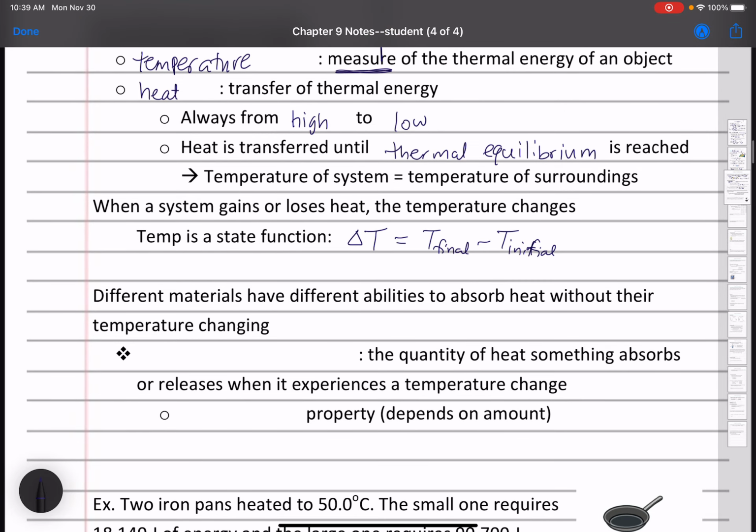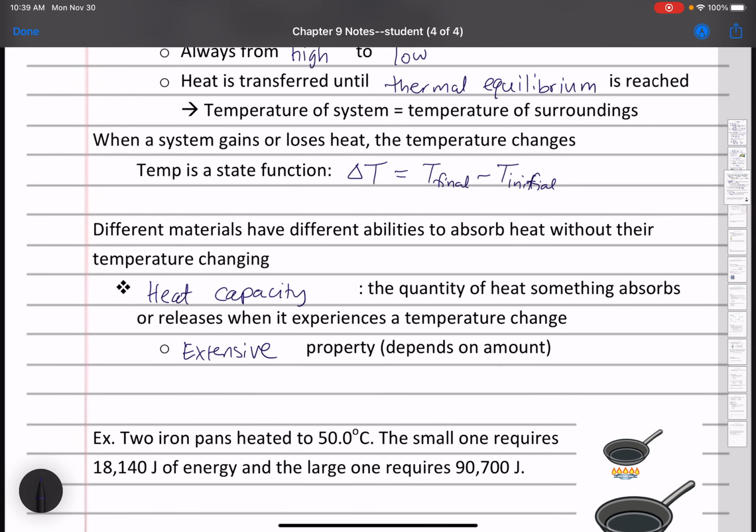Different materials have different abilities to store energy without their temperature changing. This ability is called the heat capacity. Heat capacity is how much heat can be stored before it changes temperature. And heat capacity is an extensive property. It depends on the amount of the substance.